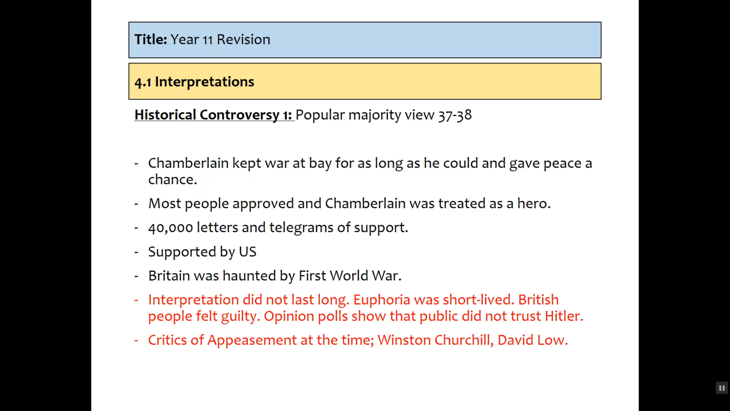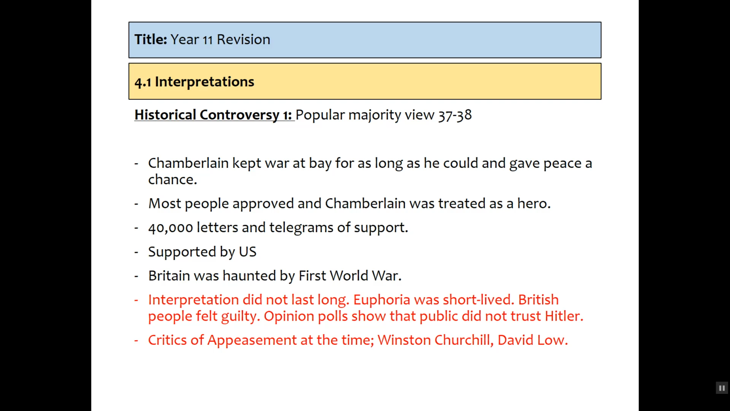Historical controversy number 1, the popular majority view, well done Mr. Chamberlain, stems from the idea between 1937 and 1938. It was very short-lived. Chamberlain kept the war at bay for as long as he could. He gave peace a chance. Now, at the time in 1937-38, most people actually approved of what Chamberlain was doing. Opinion polls showed that he was doing the right thing, and he was treated as a hero. Evidence to support this interpretation is he received 40,000 letters and a number of telegrams of support. His approach was supported by the USA.